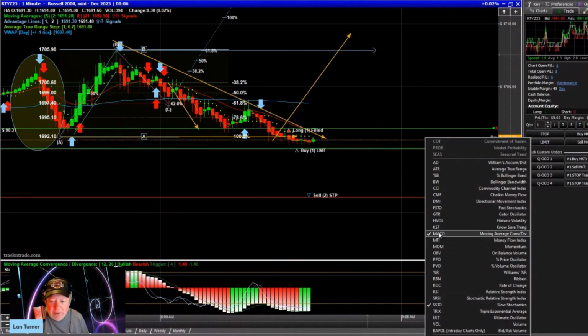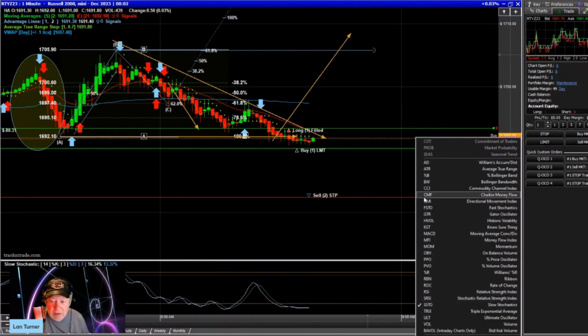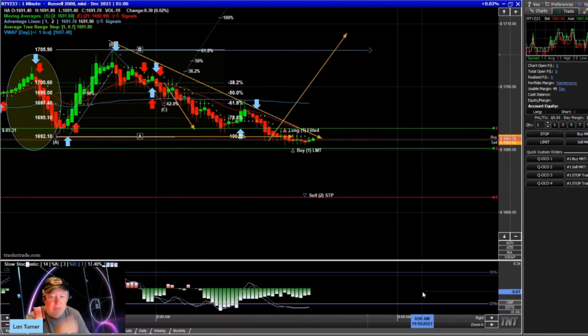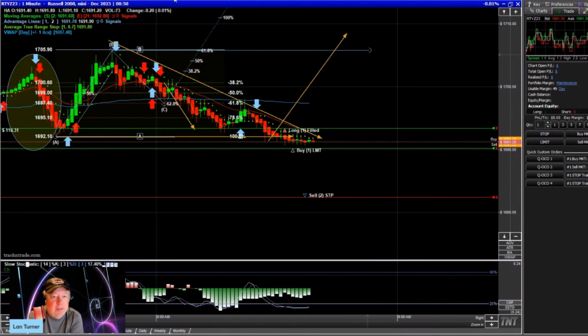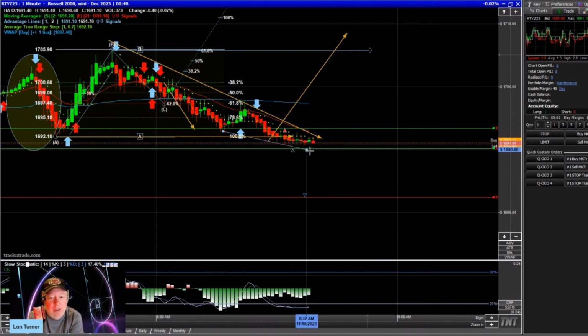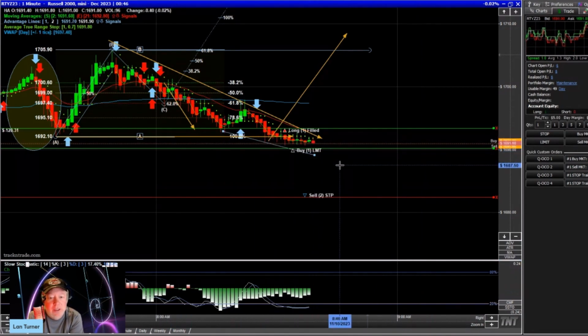Let's turn off the MACD and turn on the accumulation. They're down in the accumulation zone, starting to pull up a little bit. We're getting some divergence there. That's positive news. We got lower lows in the market, and we got higher lows on the indicator.